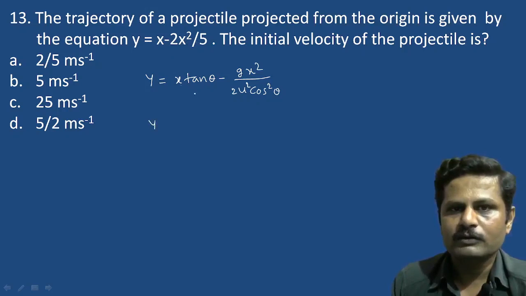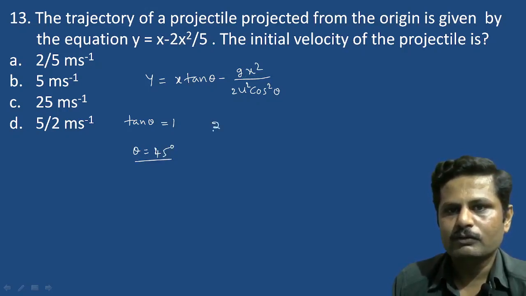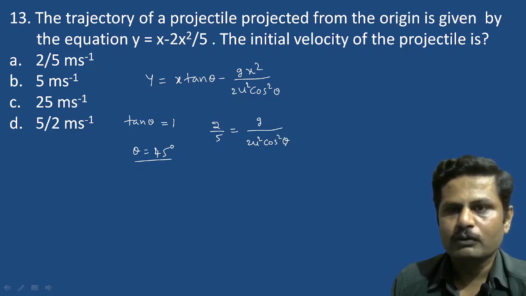Comparing these coefficients, in place of tan theta we have 1 here, so tan theta equals 1. That means theta equals 45 degrees. On comparing, 2 divided by 5 equals g divided by 2u square cos square theta. Here theta equals 45 degrees, cos 45 is 1 by root 2, so cos square theta is 1 by root 2 into 1 by root 2, that is 1 by 2 only.